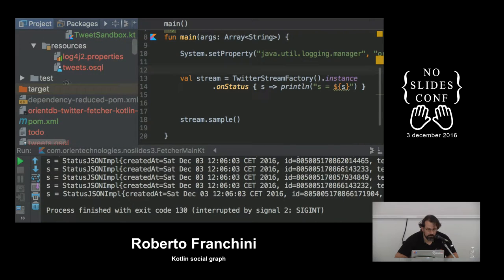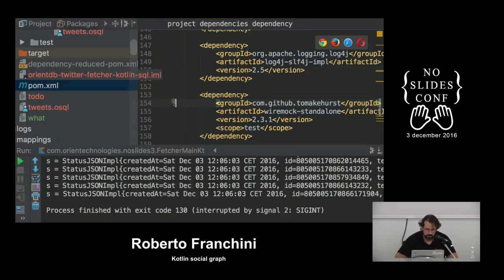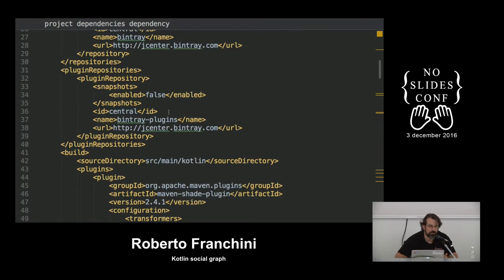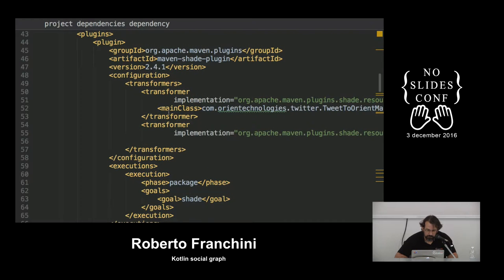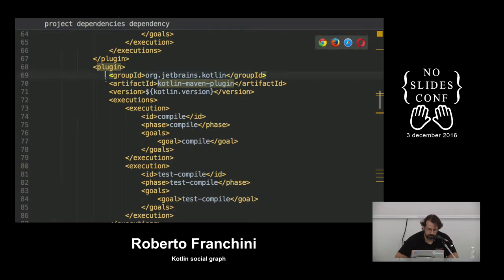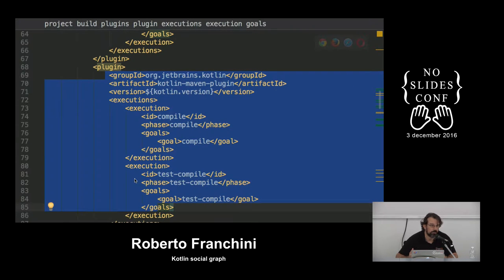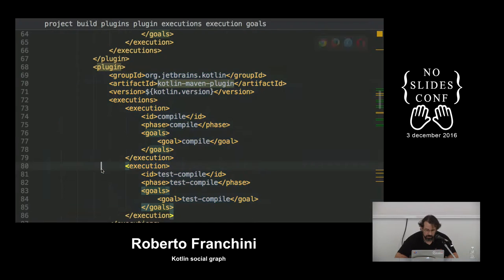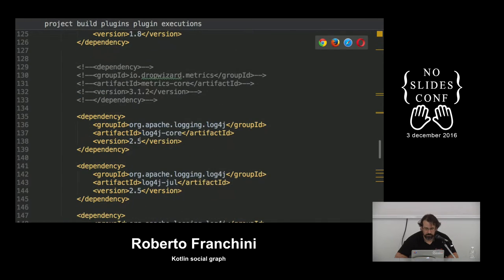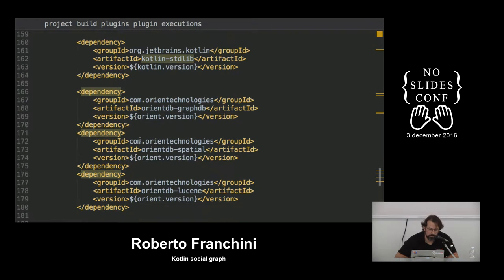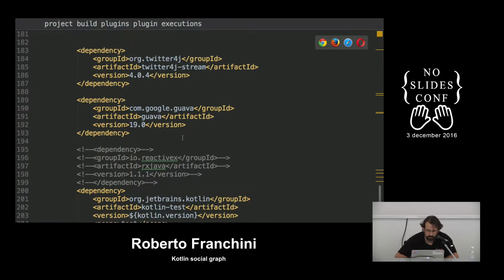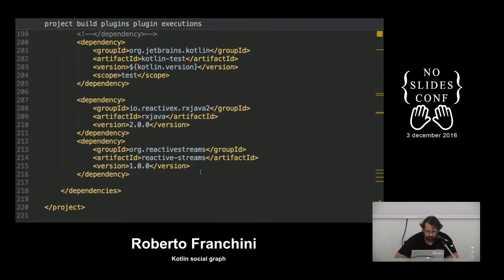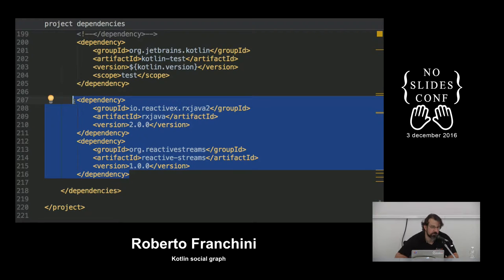I've got a POM, so it's plain. It seems a Java project, nothing more. Okay. The only thing you should add to your POM is something like Kotlin for the compiler. And you can mix and match Java and Kotlin code in the same project. There's no problem. Okay? Dependencies? Kotlin standard lib, RDB GraphDB, RDB Spatial in Lucene, and Twitter4j for the stream. I imported also Guava and something else, and then if I manage it, I want to show you how to use RxJava.